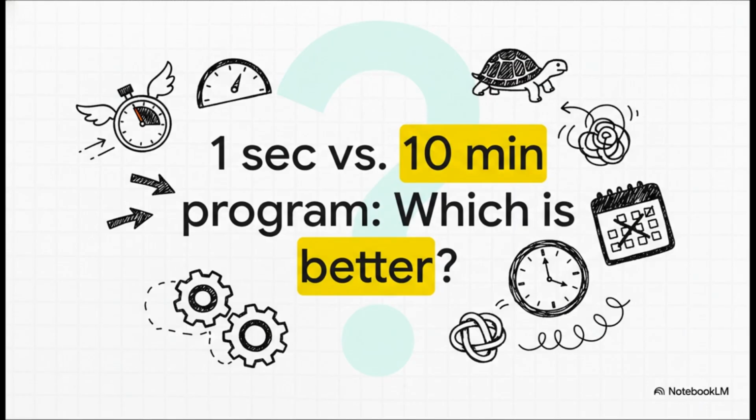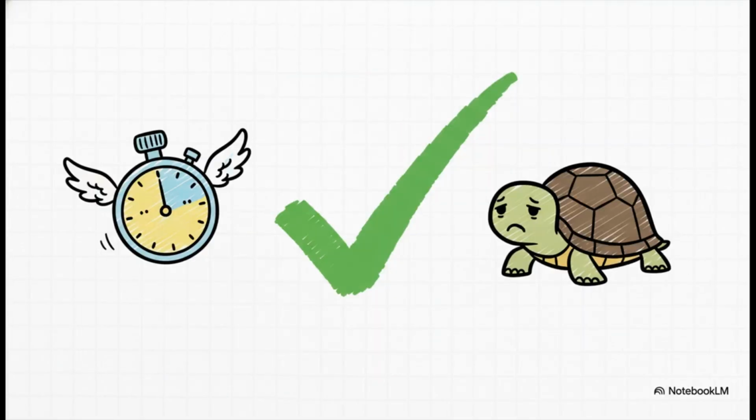All right, let's kick things off with a super simple scenario. Picture this. You've got two programs, right? They do the exact same thing, but one of them is done in like a single second. The other one takes a whole 10 minutes to finish. So which one is better? I mean, it's a no-brainer, right? We're all going to pick the 1-second program. We want our stuff to be lightning fast.